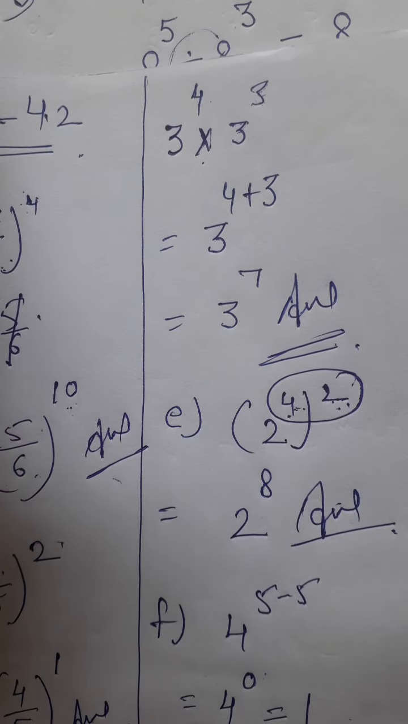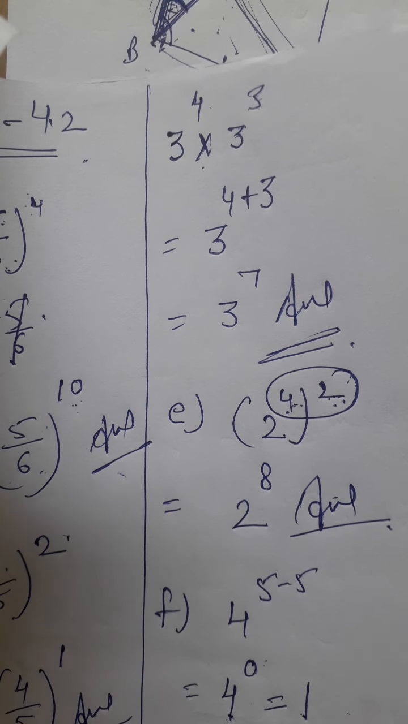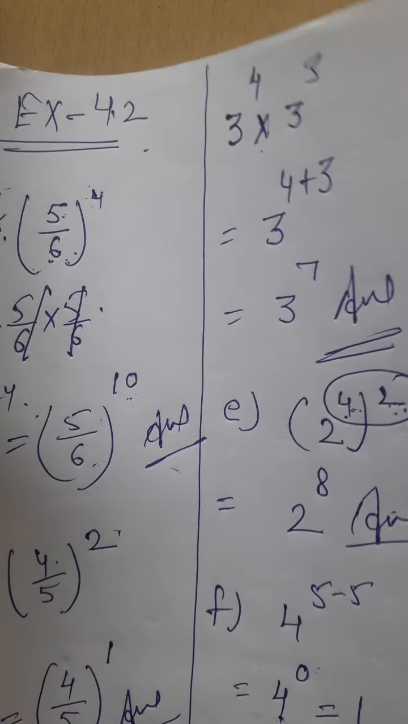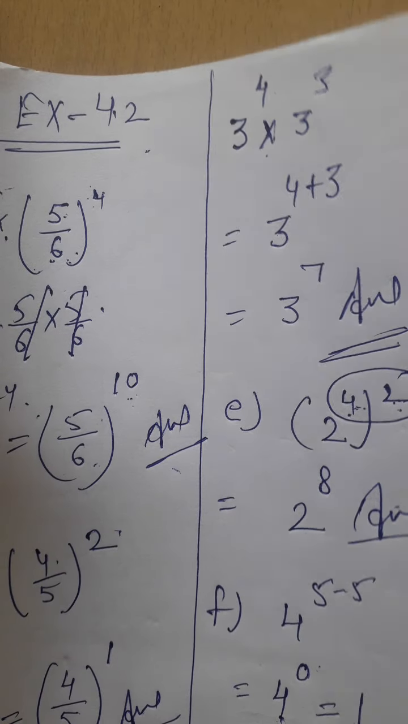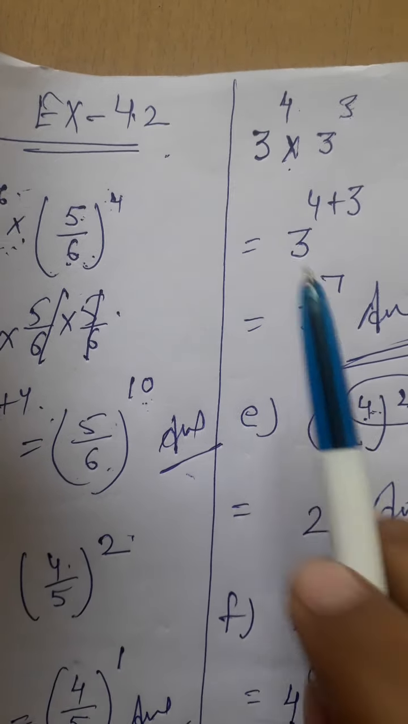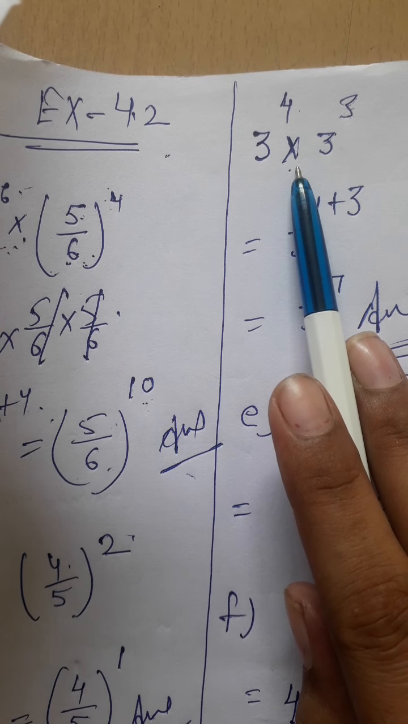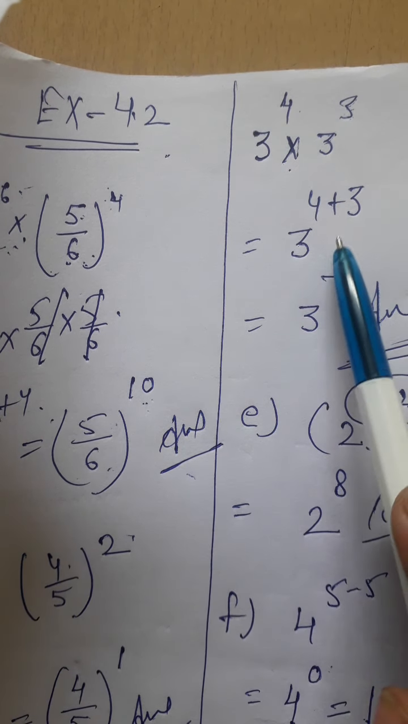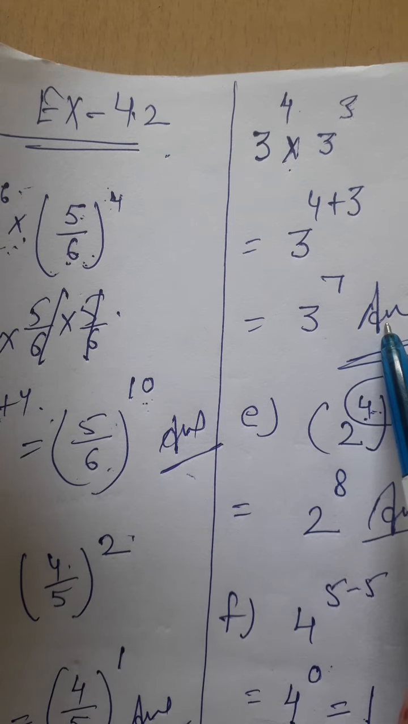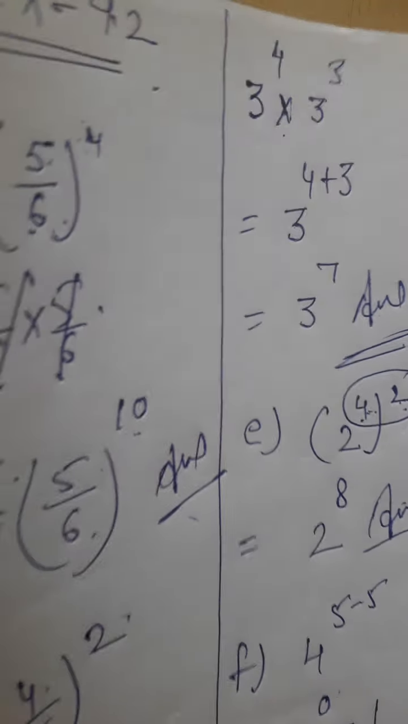So as it is given, now we have 3 raised to 4 into 3 raised to 3. Again the base is the same, the sign is multiply. So 4 plus 3 is 7. When we add them, we get 3 raised to 7. So this is the answer of the question.